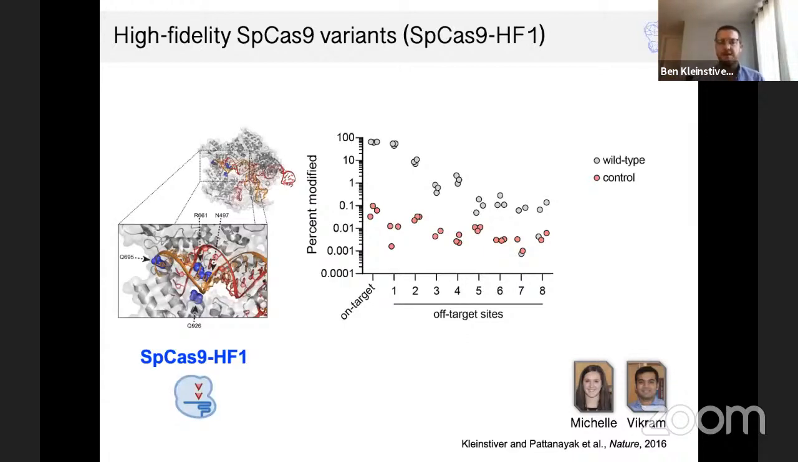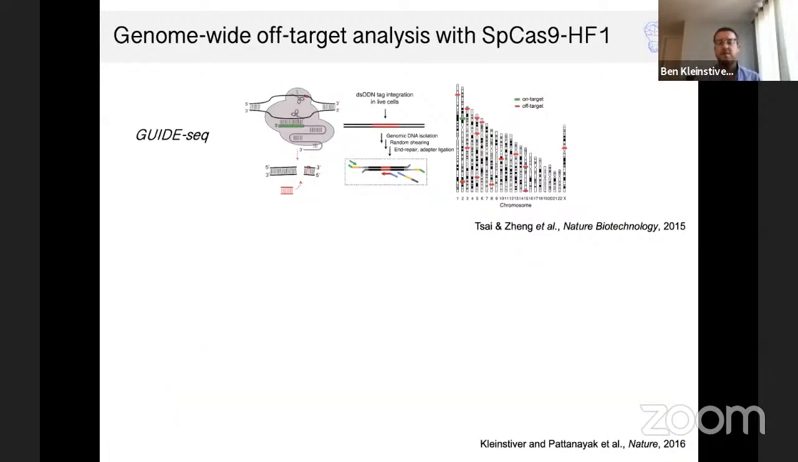This motivated us to engineer a version of SpCas9 that had reduced off-target effects. Because this was published several years ago, I won't describe how we did this, but essentially through protein engineering, we were able to make a version of SpCas9 that had much greater specificity. This high-fidelity version of Cas9 maintained on-target activity at levels comparable to the wild-type protein, but now exhibited no detectable off-target editing at these off-target sites at different positions of the genome. So much greater specificity compared to the wild-type Cas9 protein. That is how we observed those off-targets, through targeted sequencing.